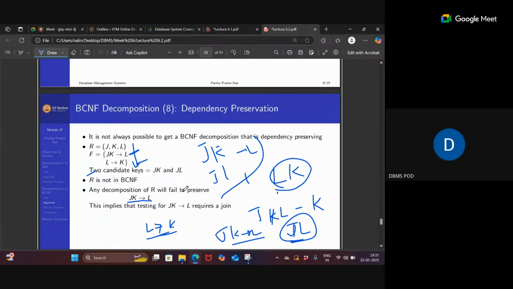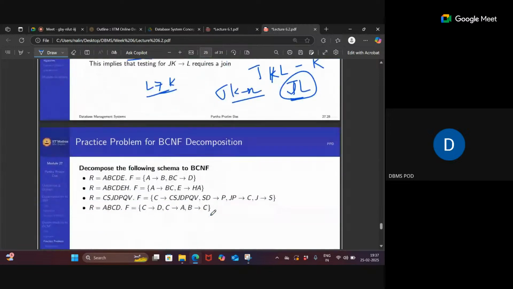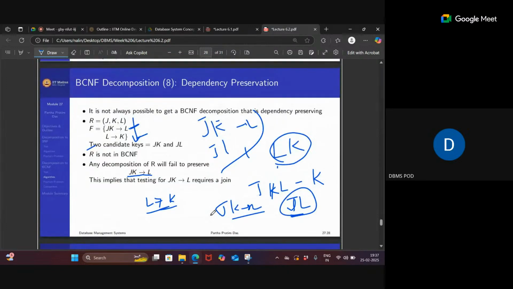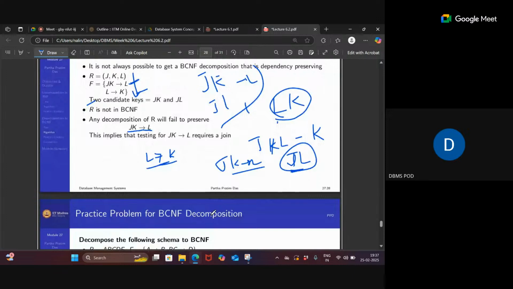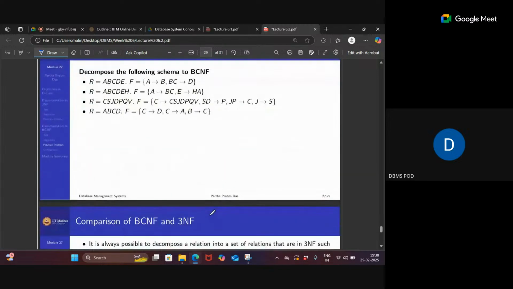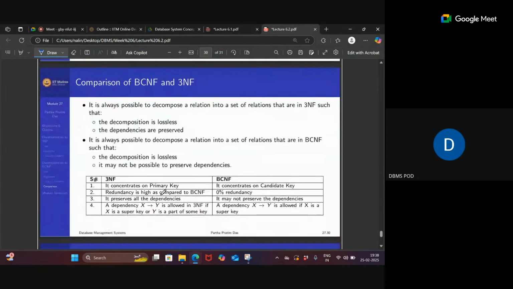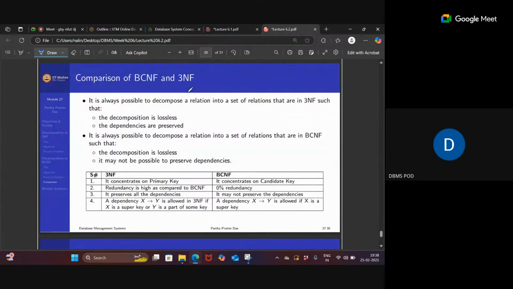So any decomposition of R will fail to preserve JK determines L. This implies that testing for JK determines L requires a join. So that means a BCNF decomposition is not always possible to be dependency preserving. We can get a BCNF decomposition which does not preserve the dependencies. This is the trade-off between BCNF and 3NF.